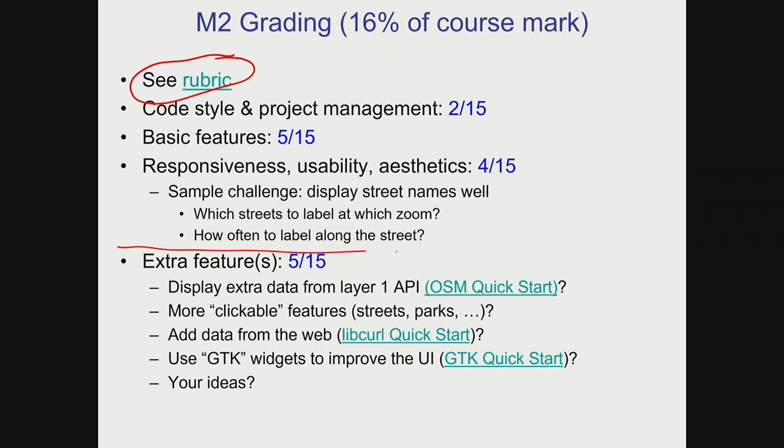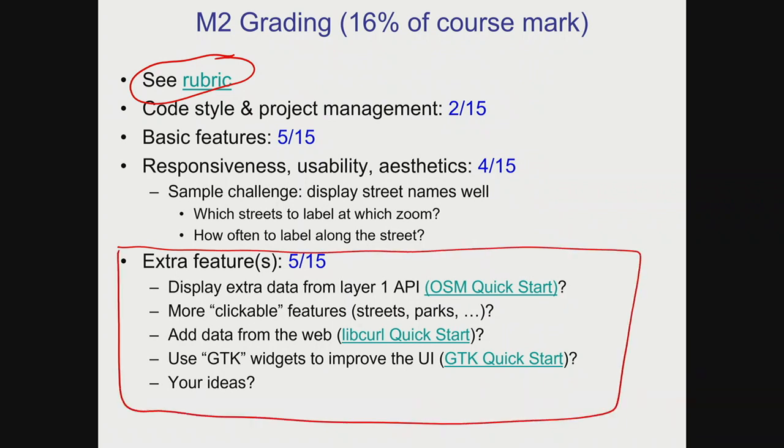And then another 5 marks are coming from what we call extra features. So extra features are, we're not telling you exactly what to do. So do some more things beyond these basic requirements. Here's some ideas, right? So show more data, already talked about that from OpenStreetMap. We're asking you to be able to click on an intersection and you highlight it and you show information about it, but you could do more. So maybe make that work for streets or parks, etc.